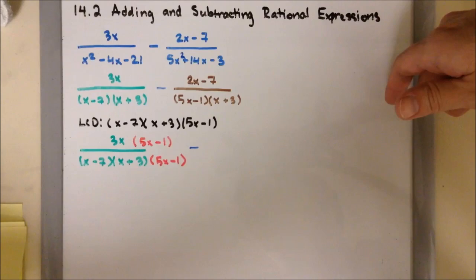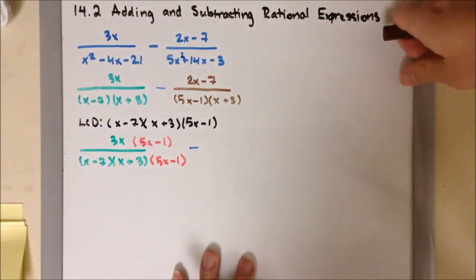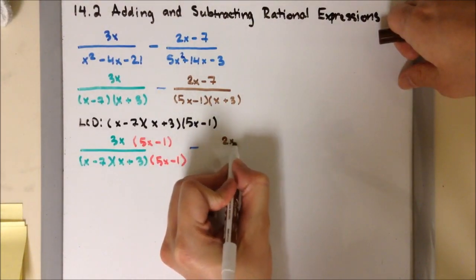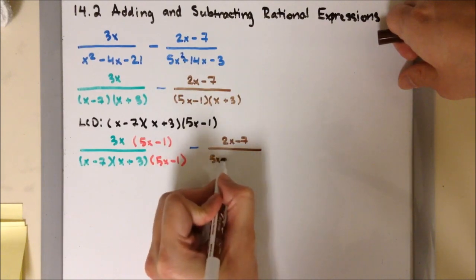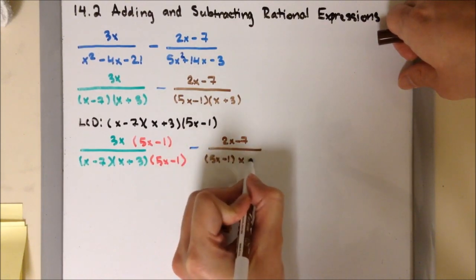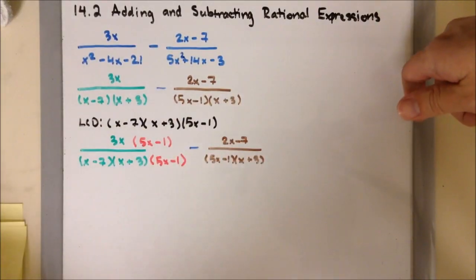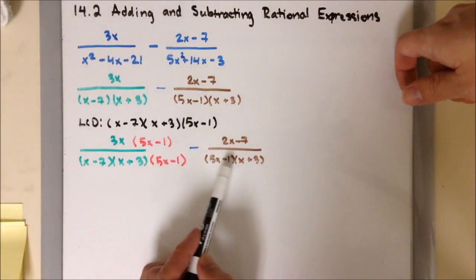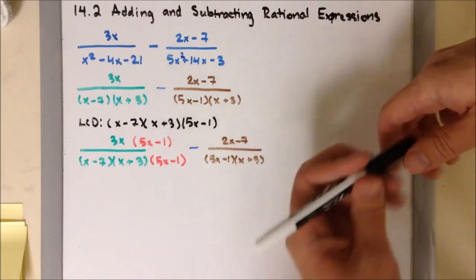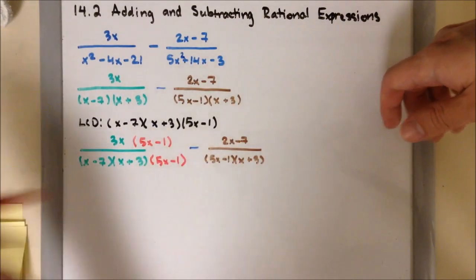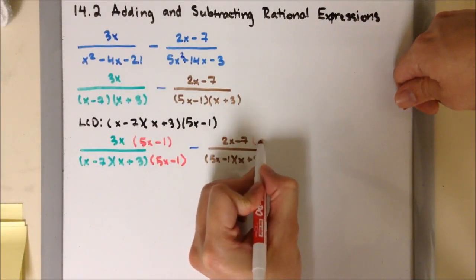Now I'm going to rewrite the second fraction. Alright, the second fraction is, again, 2x minus 7 on the top over 5x minus 1 times x plus 3. So in comparison to the LCD, I have the 5x minus 1, I have the x plus 3. The only one I'm missing is the x minus 7. So what I'm going to do is multiply the numerator and denominator by the missing factor, which is x minus 7.